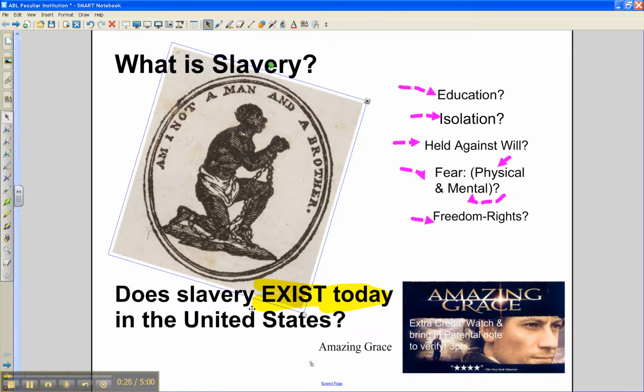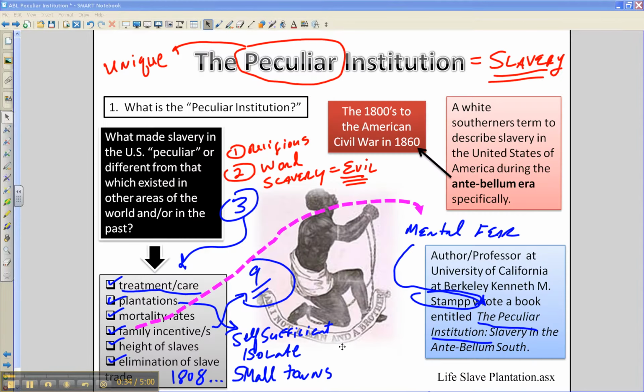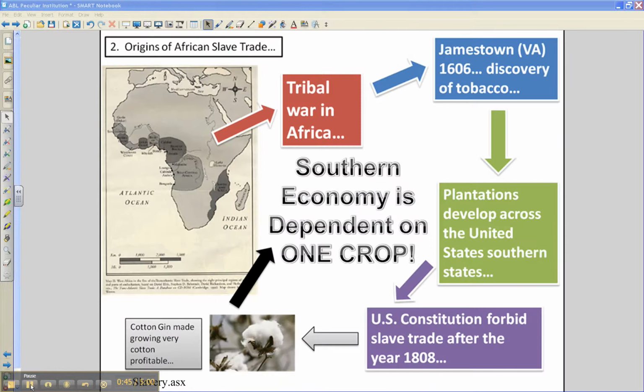We already discussed previously that slavery has five major factors. It exists today. And we also discussed that the peculiar institution is unique to the United States of America for several reasons, as outlined in the lower left. The next thing that I just want to refresh our memories on is the history of slavery in and of itself.